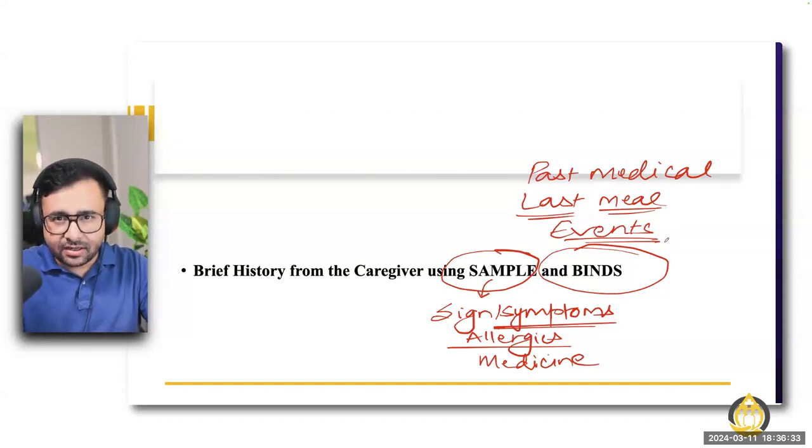And if you still have time, then in case of young children, you can ask about their birth history, their immunization, their nutrition, development, siblings, and social history. But that may not be possible in emergencies. So I have just included that in case it extends to that part. But most of the time, practically speaking, it's not possible.